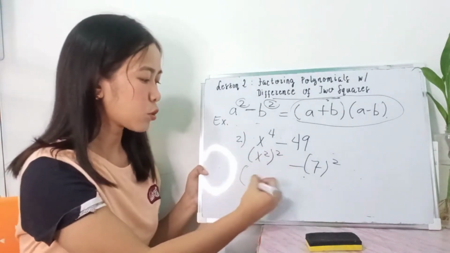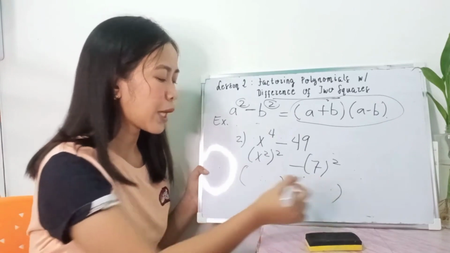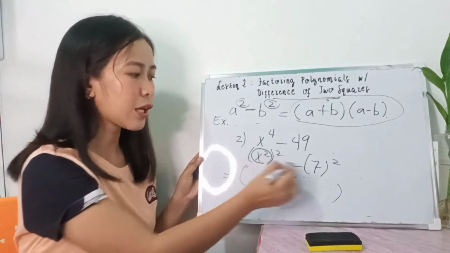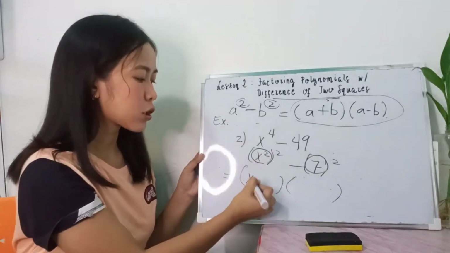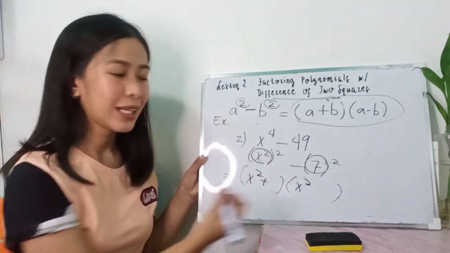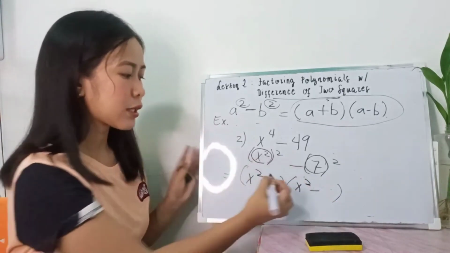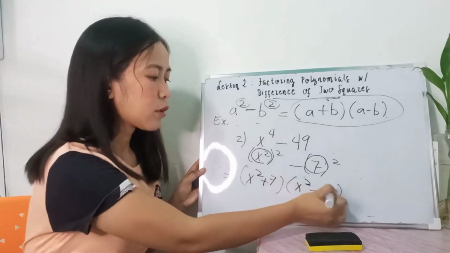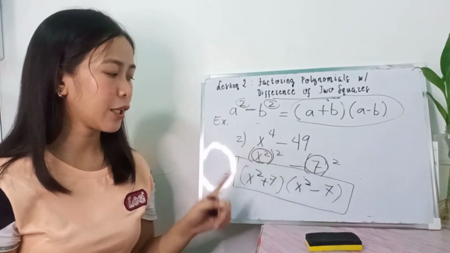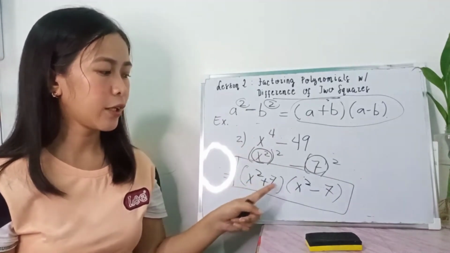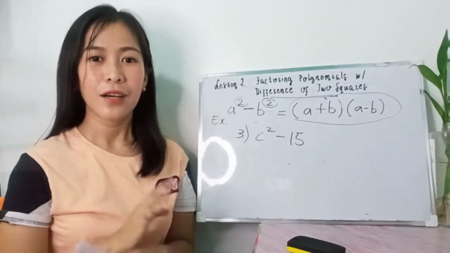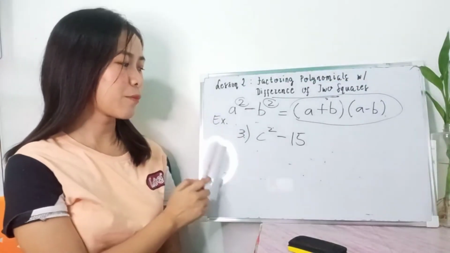And then, right after that, just write the sum and difference of these two terms. Okay? So, we have to put two parentheses, open and close. And then, ilagay nyo lang itong nasa parentheses na nakuha natin. So, we have x squared. Of course, huwag nyo kalimutan, plus and minus. And that is 7. Therefore, the factor of x raised to 4 minus 49 is x squared plus 7 and x squared minus 7. As simple as that.